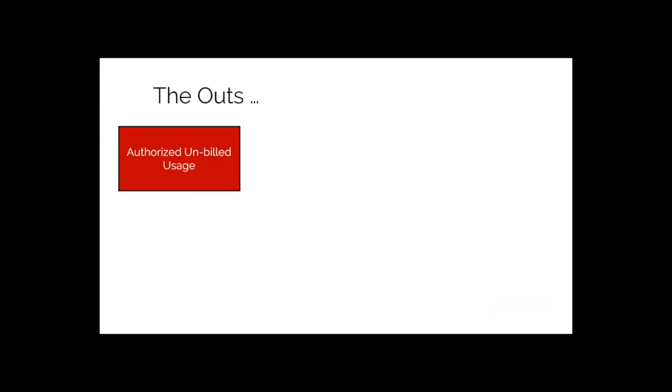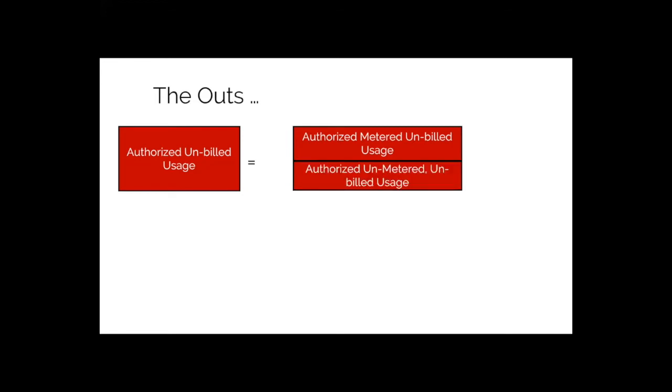So we have that authorized unbilled usage. And this is where you're telling people that they can use the water, but that you're not going to bill them. And it can be for a wide variety of things. It can be for parks, it can be for city buildings, it can be for firefighting, it can be for flushing, it can be for a lot of things. So you have in this category authorized metered usage. So here you do have a meter in place, but you're not going to send them a bill. Then you have the opposite side where you do not have a meter in place, but you're still not going to send them a bill.